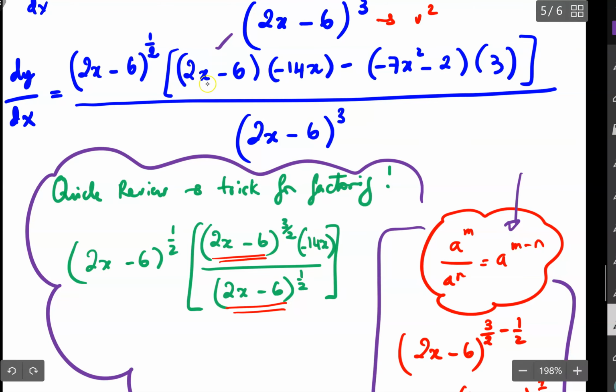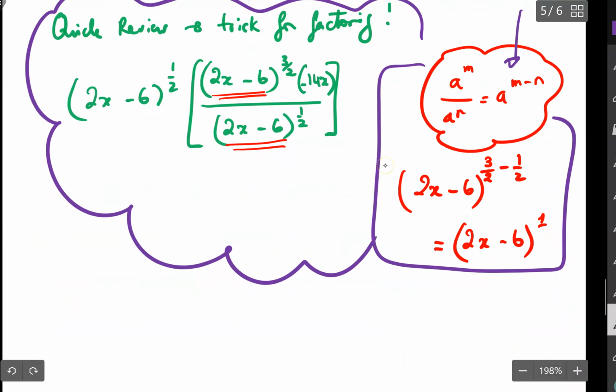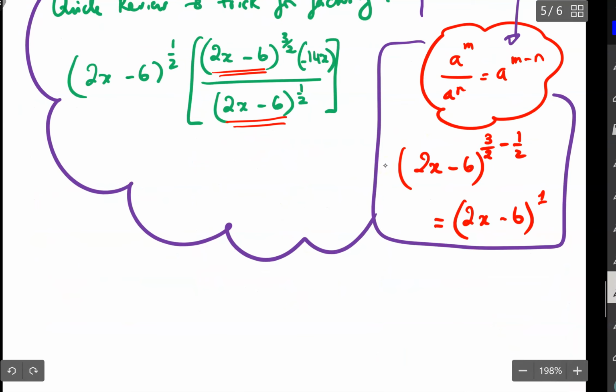And inside this square brackets, all you have to do is just distribute. So distribute, take negative 14x, multiply each term inside this bracket. You could take 3, multiply each term inside this bracket, and then we simplify from there. So let's continue down below. So I will write dy over dx.